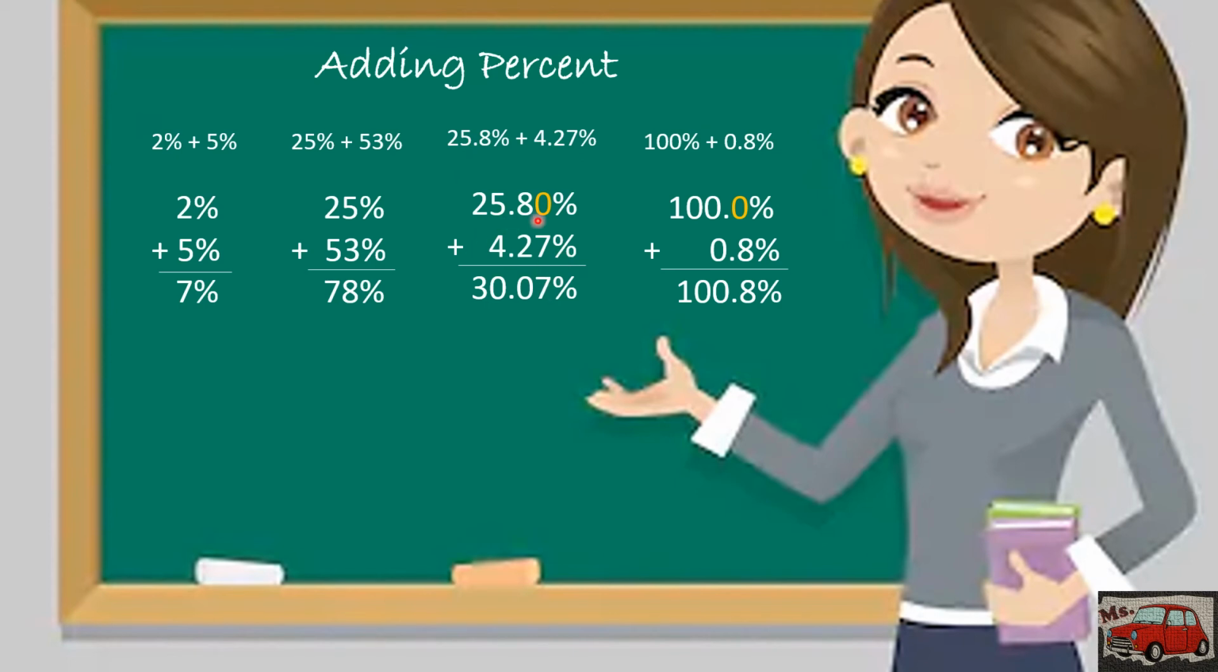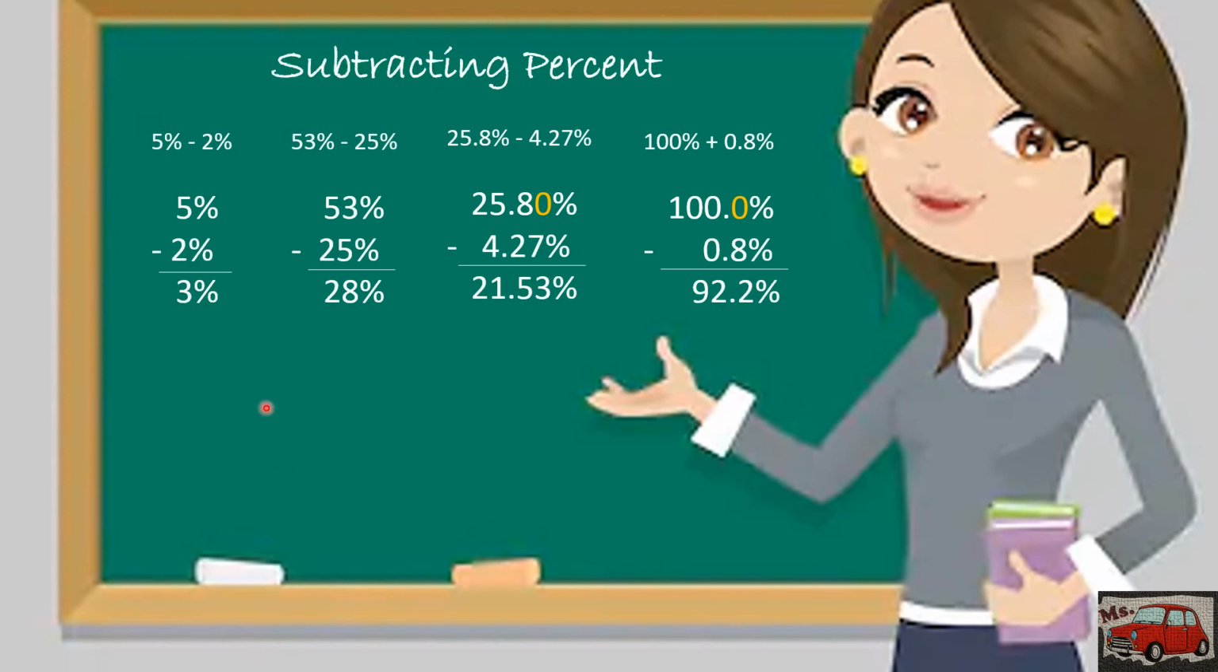So, like 25.80% plus 4.27%, then you'll get 30.07%. So, dito, 100% plus 0.8%, then you'll get 100.8%. Okay? So, bakit natin kailangan mag-add ng percent? Kasi may mga scenario or word problems na bibigyan ka ng maraming percent and then itatanong kung ilan yung total ng percent.